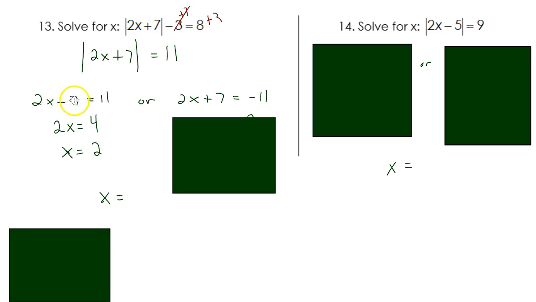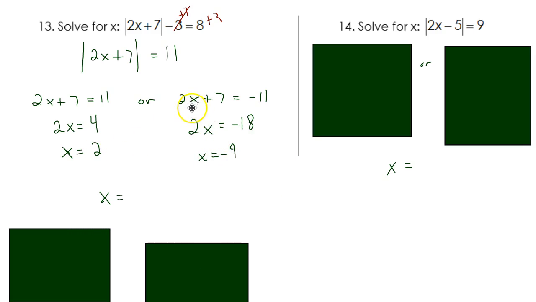I'll start by subtracting 7 on both sides to get 4, and then dividing by 2. 4 divided by 2 is 2. And I'll do the same thing to the equation on the right. Subtract 7 to get negative 18. Divide by 2 to get negative 9. And I get two solutions. Now, both solutions are going to check out when you plug them back in, which means that 2 and negative 9 are both solutions to this equation.